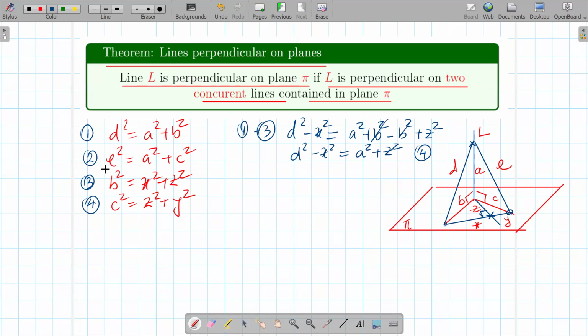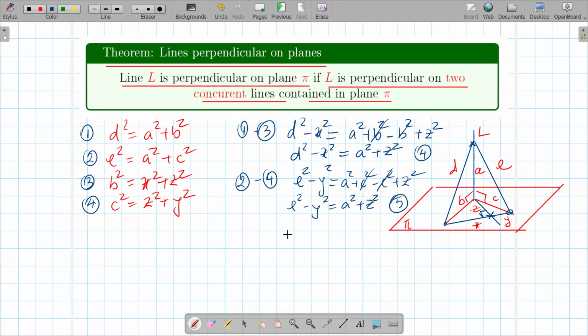And now, how about we do relationship number two minus relationship number four? So now e squared, I'm going to say e squared. And from relation number four, I'm going to express y squared. E squared minus y squared is equal to, well, e squared is a squared plus c squared. And from here, y squared would be c squared minus z squared. So it's minus c squared plus z squared, no? C squared and negative c squared cancel each other. So what we get is e squared minus y squared is equal to a squared plus z squared. And let's say this is our relationship number five.